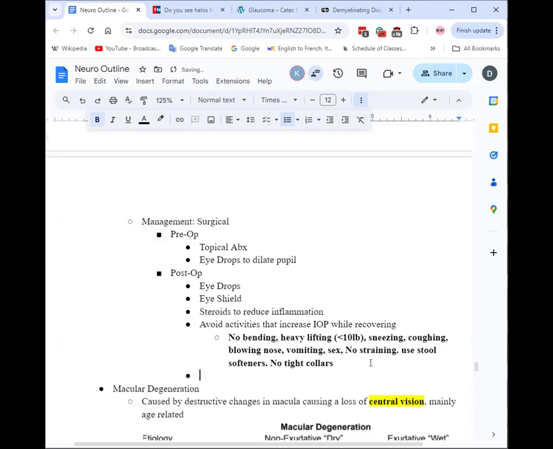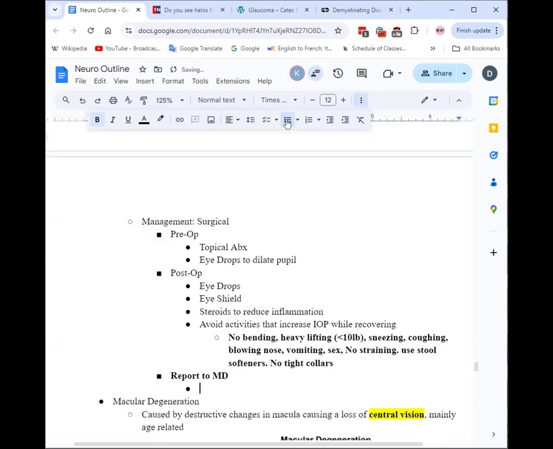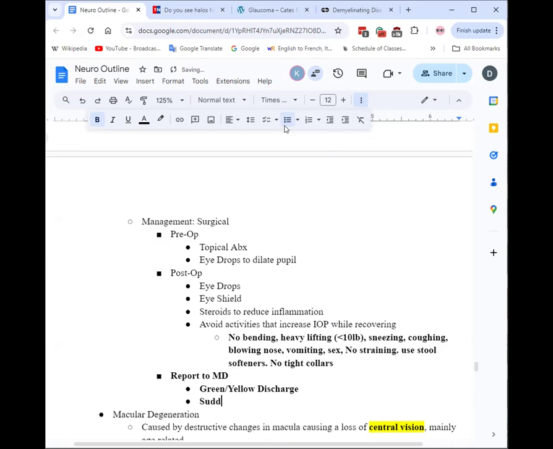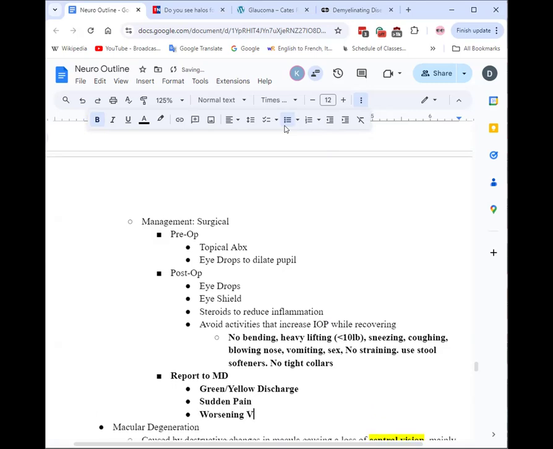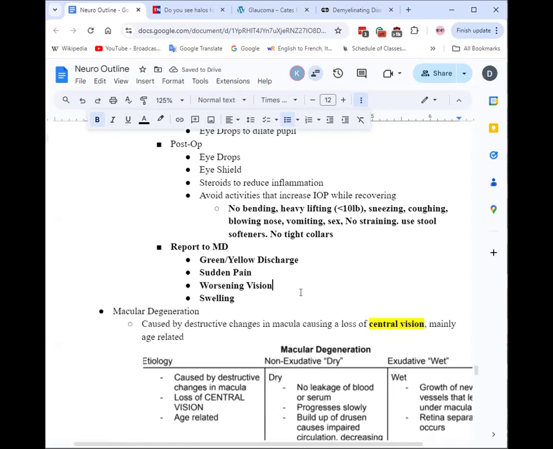And you want to educate them on what to report to the MD. If there's green or yellow discharge on the eyes, that can be a sign of infection. Also eye pain, worsening vision, swelling. What about reading? Yeah, pretty much like worsening vision, reading. That kind of goes with that.